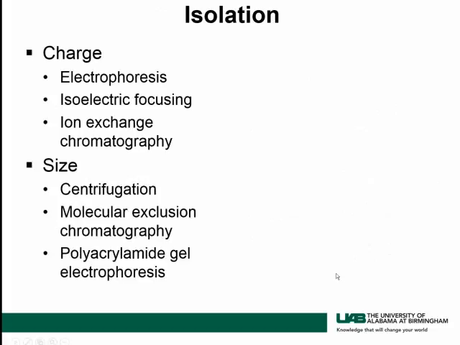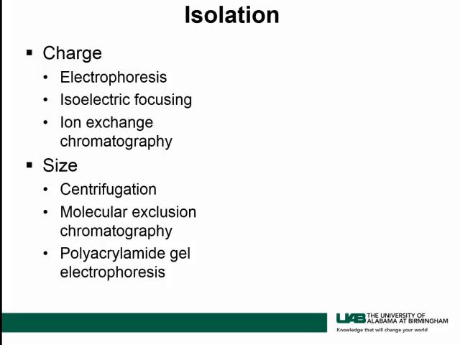Now, once you get the crude extract, you can begin to separate the proteins of interest. The first way that we can separate the proteins is by separating them by charge. And there are three methods that we can use to separate the proteins based on their charges. The first one is electrophoresis. Second one is isoelectric focusing. And the third one is ion exchange chromatography. And we're going to go through all three of these.